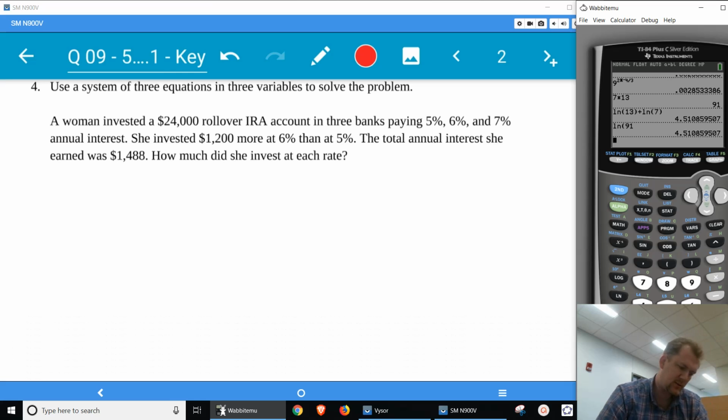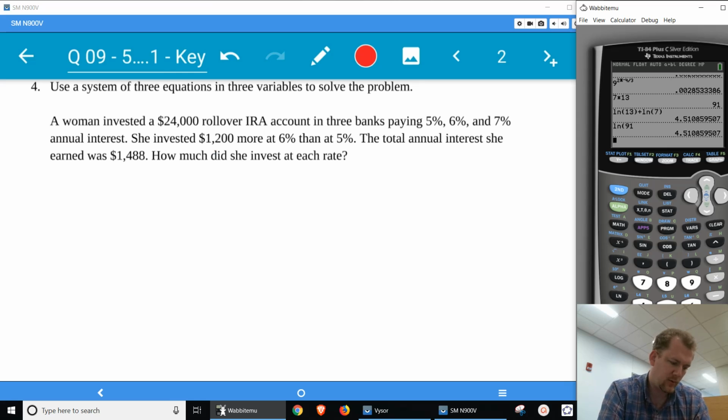Now this says use a system of 3 equations and 3 variables to solve the problem. Okay, it doesn't say what way you have to do it, so there's a calculator way to do these that I'm going to show you. But I'll show you 2 different ways just in case you don't have the calculator functionality. So Ullman invested a $24,000 rollover IRA account into 3 banks, paying 5, 6, and 7% annual interest.